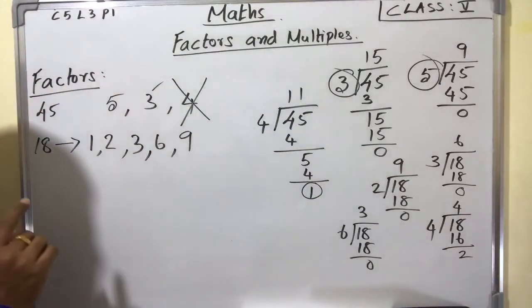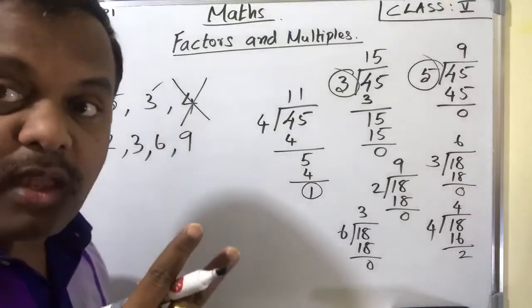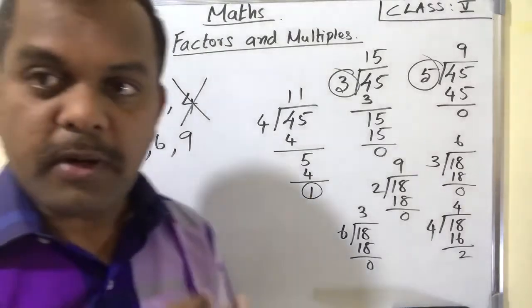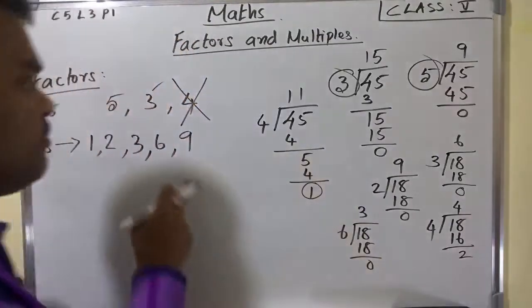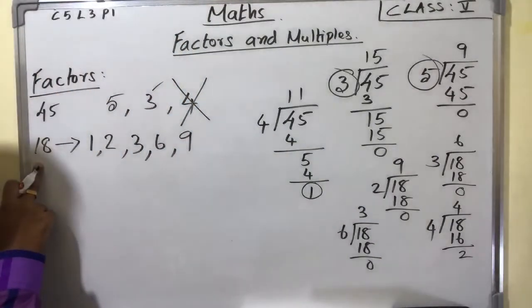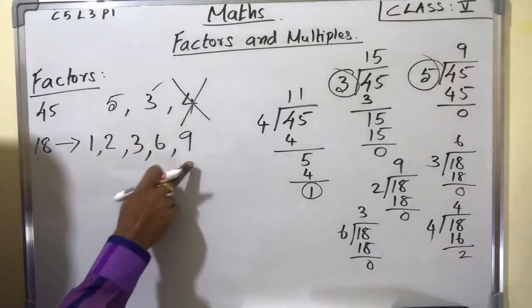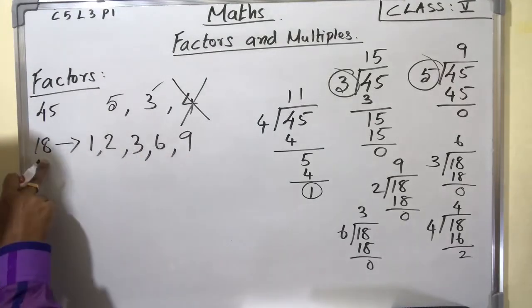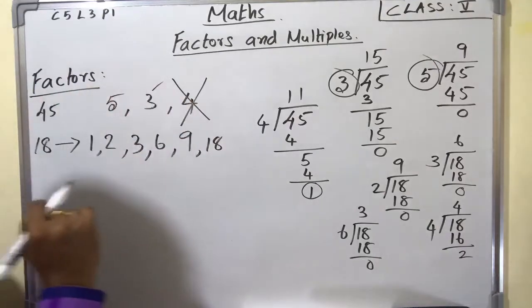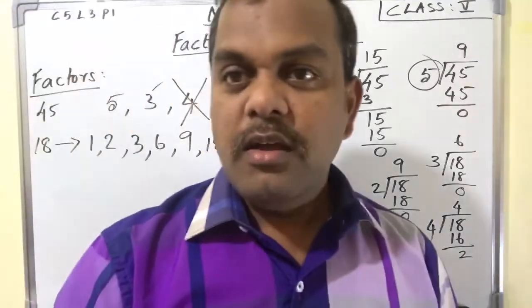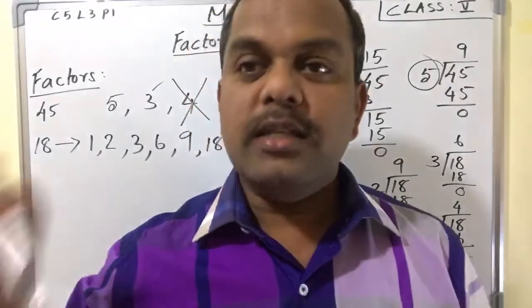So look here, one trick is there. After 9, what is a factor? Not number, a factor. How to find? 9 is half of 18. If any number comes after half of this number, then only the same number itself is a factor. No need to check the other numbers after that.